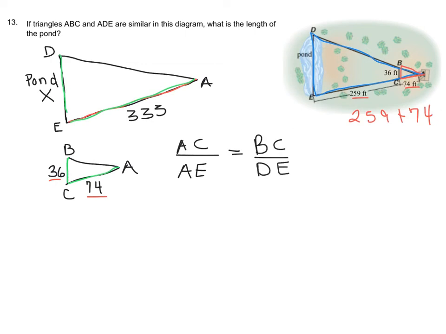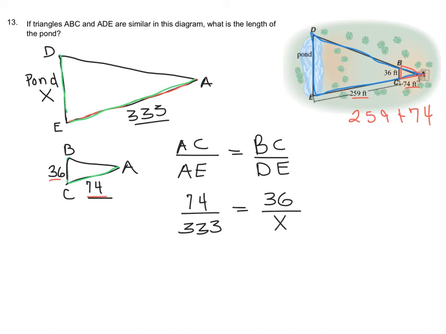Now I'll just substitute the values for each of the lengths. So we know that AC is 74, and that's over AE, which is 333. That equals the length of BC, which is 36. And that's over DE, which is the length of the pond, and we'll call that X.